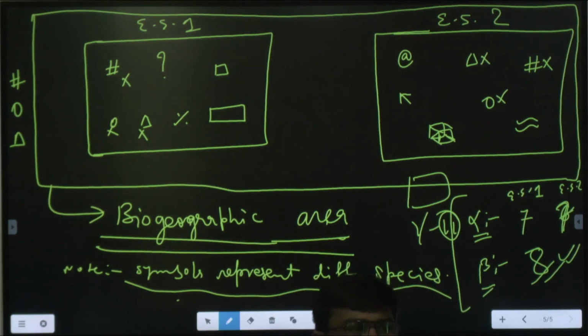Please put the heading. Yes. Number alpha, beta, gamma: 7, 8 and 11. This is the number for this example.